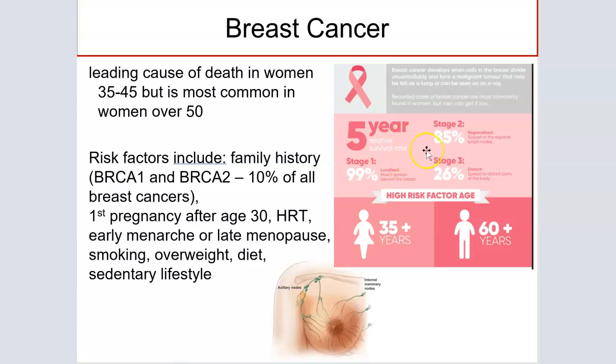Your 5-year survival rate, if you catch it early, when it hasn't spread yet, meaning you'll be alive in 5 years, is 99%. But if it spreads, the chances of being alive in 5 years is only 26%. So you can read through some of the common risk factors for developing breast cancer as well. These are things that are somewhat preventable. Watch what you eat, keep your weight down, don't smoke. So that wraps up our lecture on the anatomy of the female reproductive system.